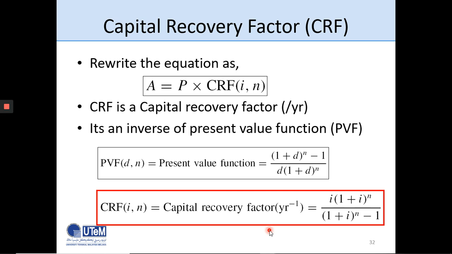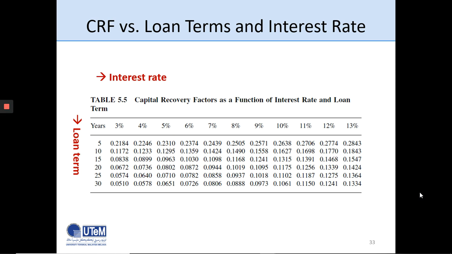So to do that, we need to calculate the capital recovery factor. The capital recovery factor is actually the inverse of the present value function. You see this one is swapped to the top, this one goes to the bottom, and again we replace the discount rate with the interest rate. This is called the capital recovery factor. For simplicity, we usually use a table. In the table, this value represents the interest rate, and this value represents the loan term, the duration of the loan.